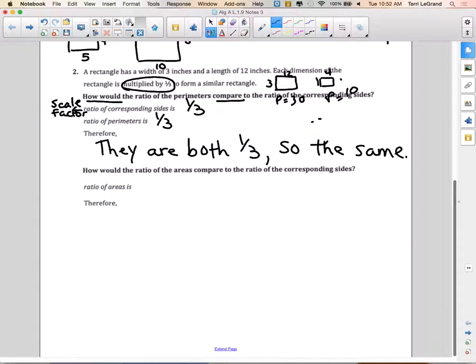Okay, now we're going on to area. Now they're going to ask us how the ratio of area compares to the ratio of the corresponding sides. What is the ratio of the areas? Remember that means what? It gets how many times bigger or smaller? Well, it got smaller, didn't it? So our question is, how many times smaller did it get? Is it the same as the scale factor? Is it changed by the same amount as the scale factor? What does it change by?